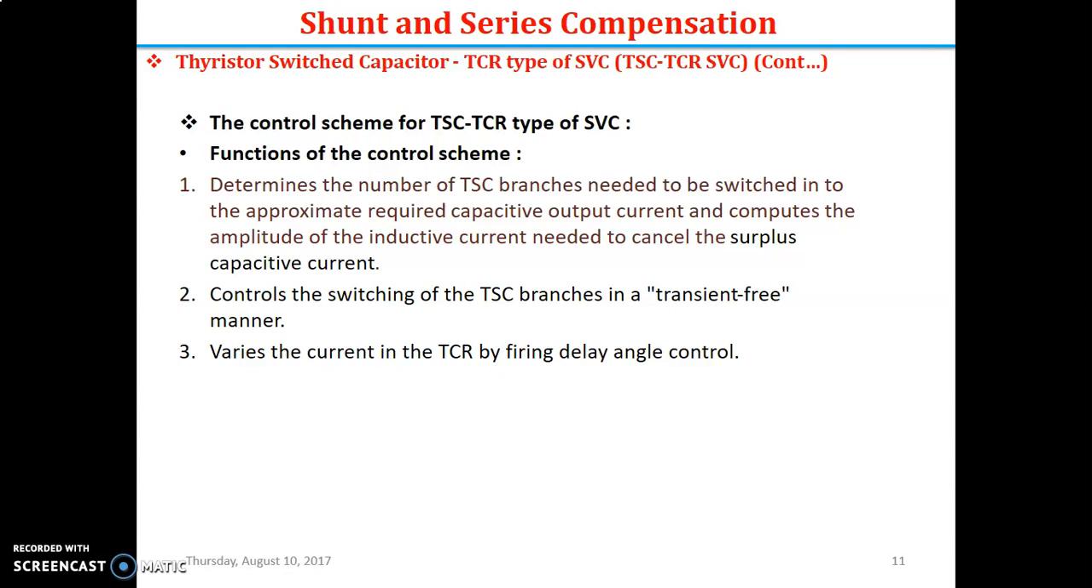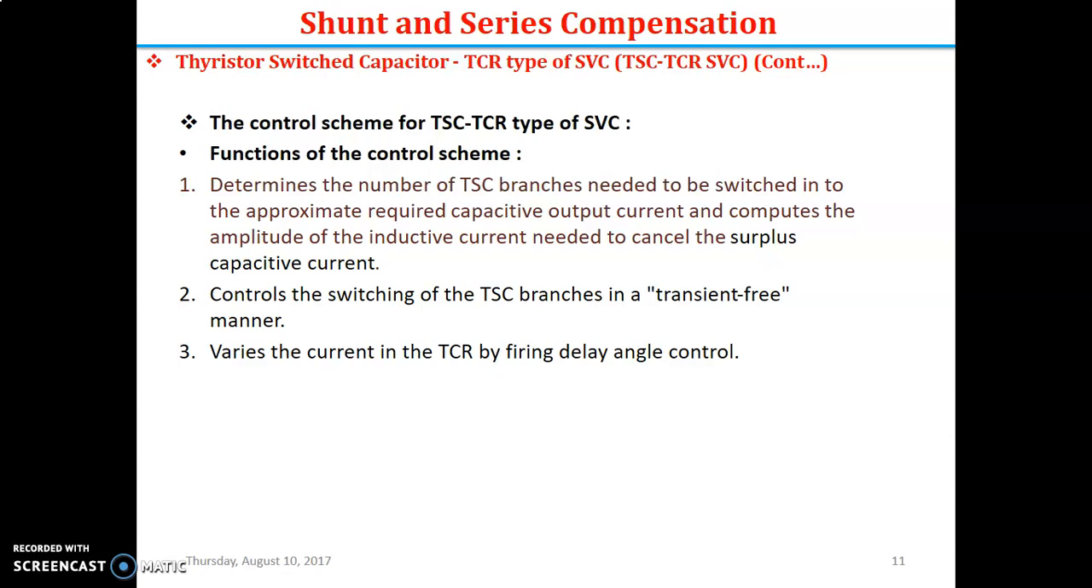Now we will see the control scheme for the TSC TCR type of SVC and see how it can be controlled. First of all, we need to know what the maximum VAR requirement of the particular site can be. Suppose we require 8 MVAR, and from there we have to design the size of the module, so what should be one branch capacity of the compensation. So let us see.